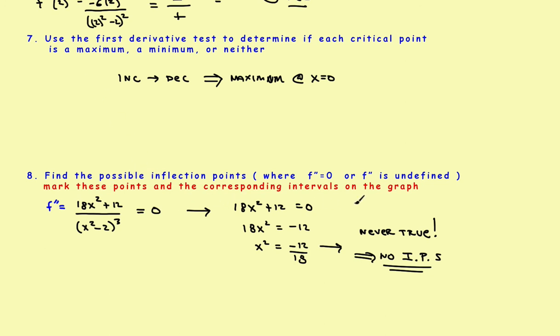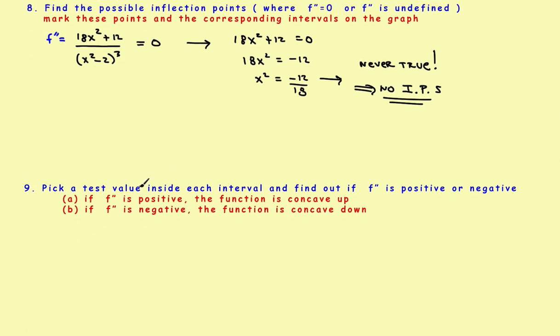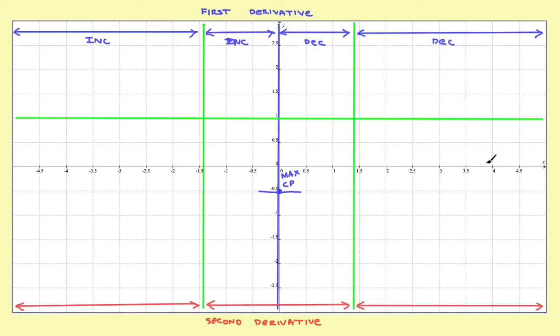So we've got the intervals marked on the graph. So you go to the next step. And the next step says this. Pick a test point inside each interval and find out if the second derivative is positive or negative. Now, you might remember, if the second derivative is positive, the function's concave up. Wherever the second derivative is negative, the function's concave down. So we want to pick a convenient test point inside each interval, evaluate the second derivative, and find out what's going on in that. So let's go back to the graph and pick these values.